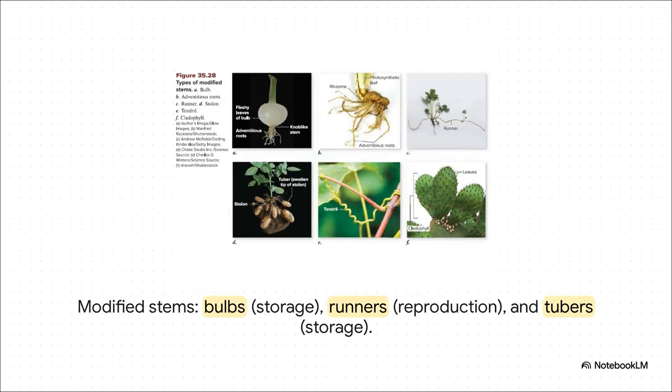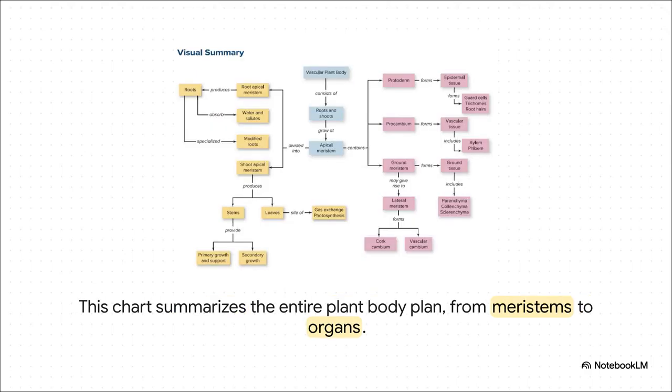Stems get in on this modification game too. An onion? That's actually a modified stem called a bulb, and it's designed for storage. A strawberry plant sends out these runners, which are horizontal stems, to make new plants. And a potato? That's a tuber, another modified stem that's just packed with starch to help the plant survive the winter. So let's bring it all home with this summary chart.